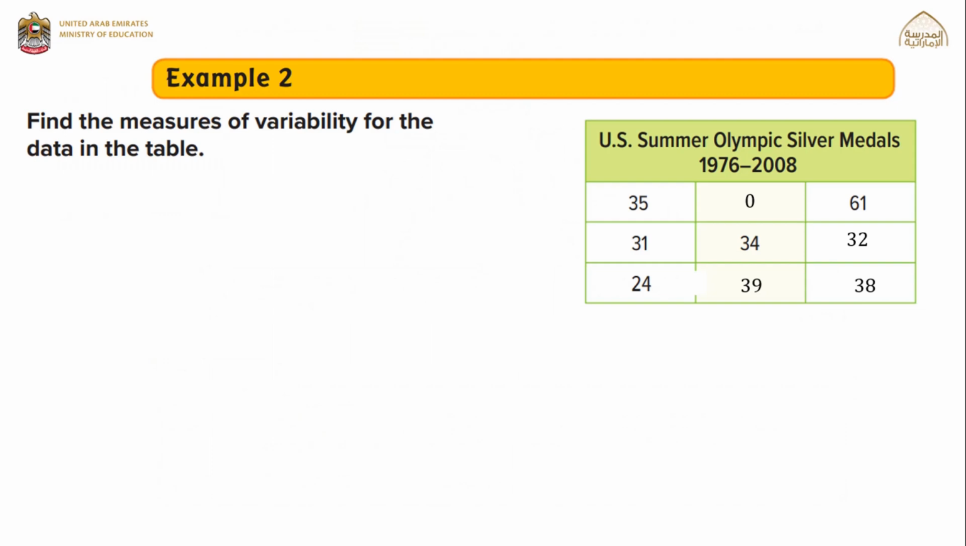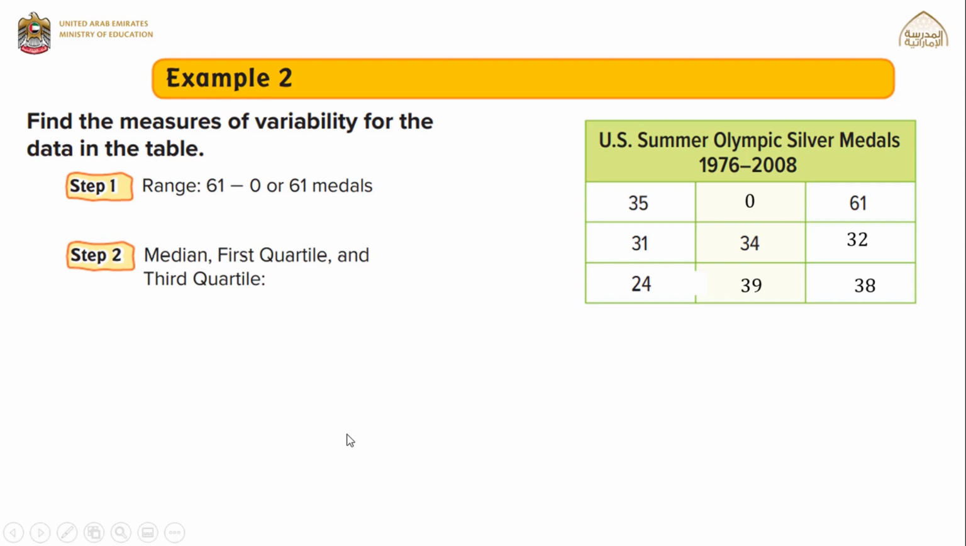Example 2. Find the measures of variability for the data in the table. This table contains U.S. Summer Olympic silver medals from 1976 to 2008. To find the measures of variability, the first step is to find the range. The range is the greatest value here, 61, minus the least, which is 0. So the range is 61 minus 0 equals 61 medals.